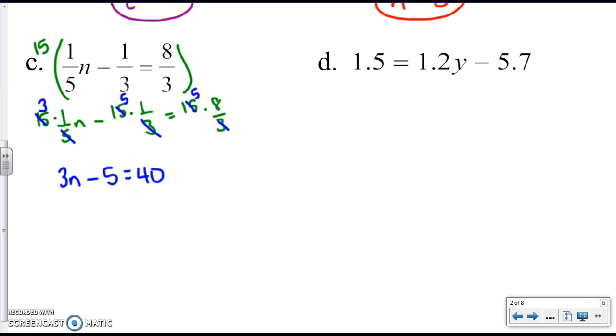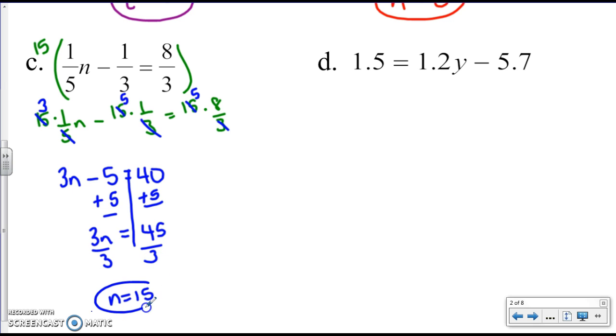Okay? Now, by multiplying everything by the common denominator, I was able to eliminate the fractions. This is a similar equation to the two we just solved. So we're going to go ahead and add 5 to both sides. So we get 3n equals 45. And then divide by 3 on both sides to get n equals 15. Okay, if you wanted to, you could plug 15 in for n and enter all of that in your calculator and see if you get 8/3 for an answer.